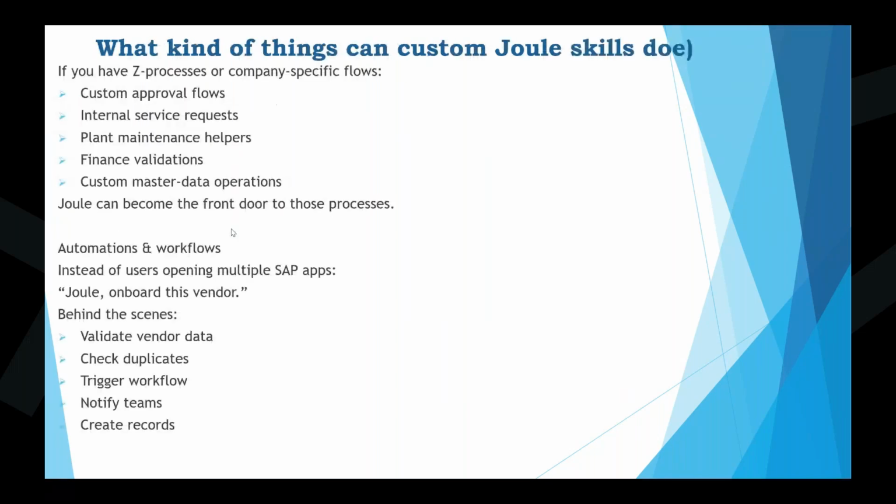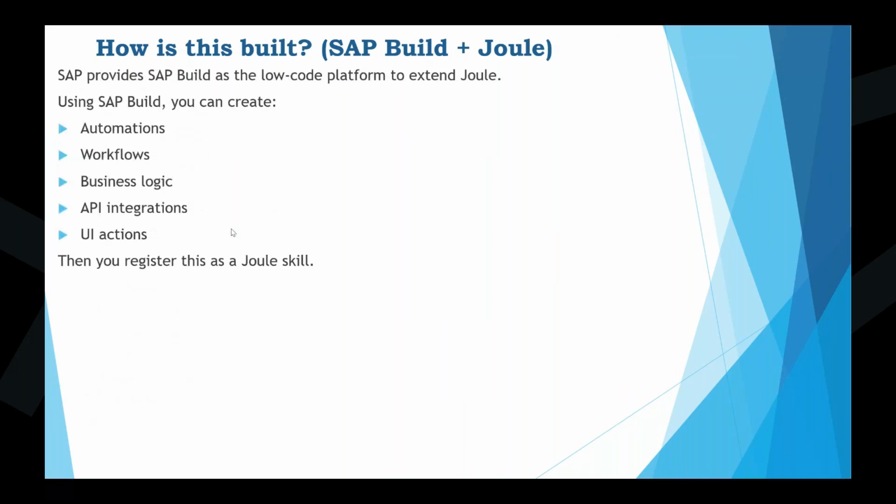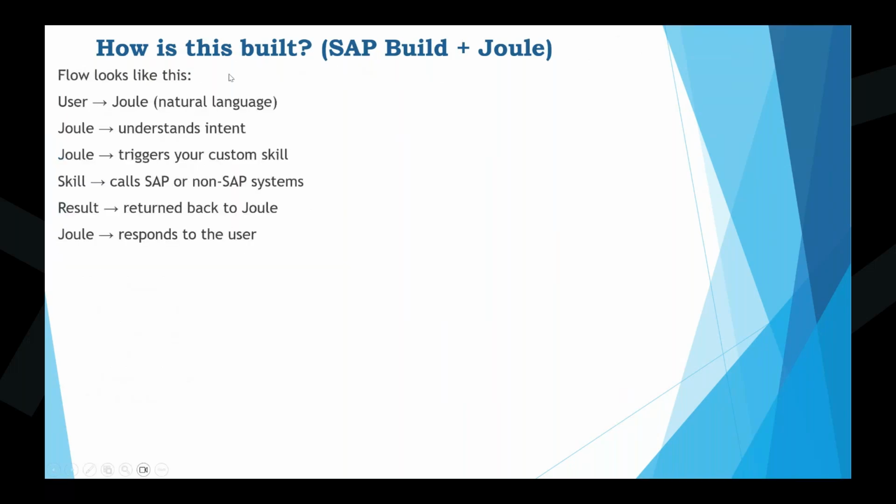Okay, next, where am I? So how we have to build using SAP Build plus Joule. The flow will look like this: the end user speaks to Joule in natural language. Joule understands the natural language and triggers your custom skills, which you have built using SAP Build, and calls the SAP or non-SAP systems. The result is written back to Joule and responded to the user. So our role comes into the picture where we have to build our custom skills using SAP Build for the custom processes.